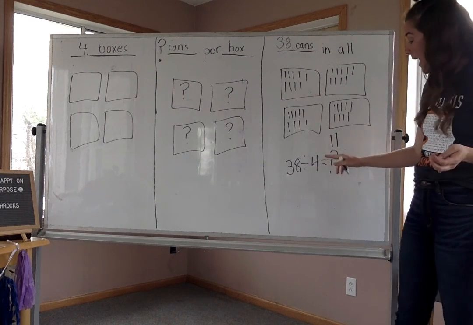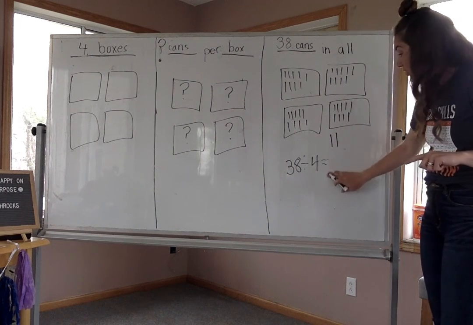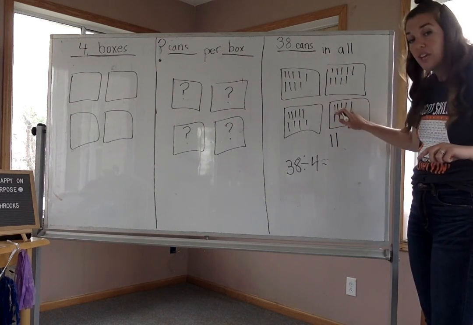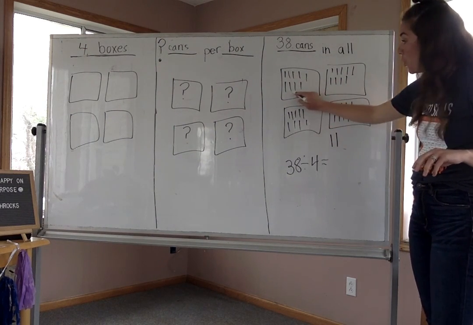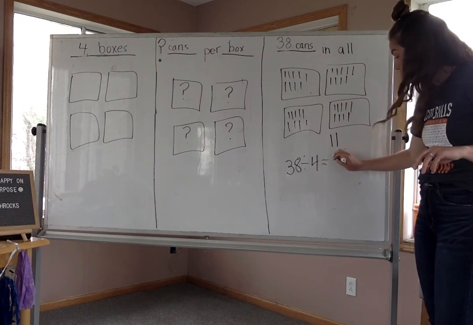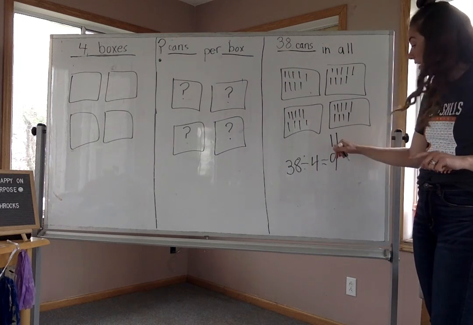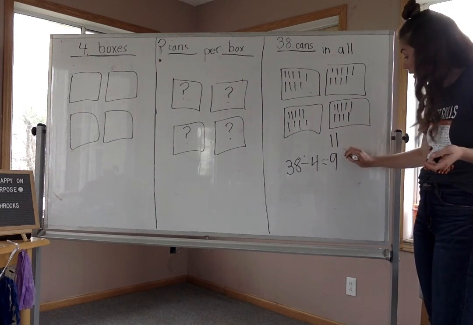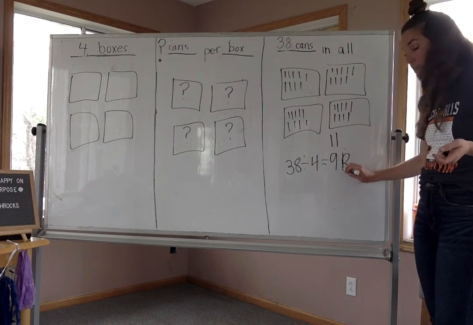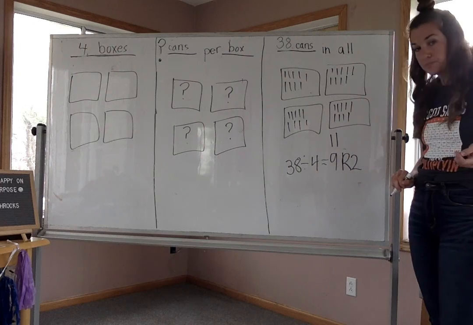So when you answer this question, 38 divided by 4, the answer is still the number of cans that you put in each box, which is 1, 2, 3, 4, 5, 6, 7, 8, 9. Remainder 2. You can't leave these off. These still count. So it's 9 remainder, and you can represent that with the letter R, 2.